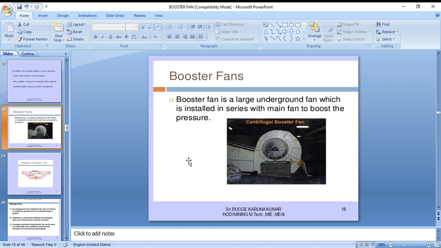Well, the use of a booster fan underground handles only a portion of the total air circulated to supplement the primary fan. It is a phase of auxiliary ventilation, properly termed booster fan ventilation. This is the basic definition.